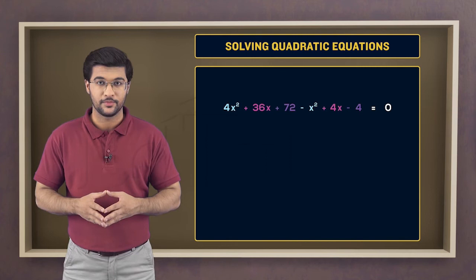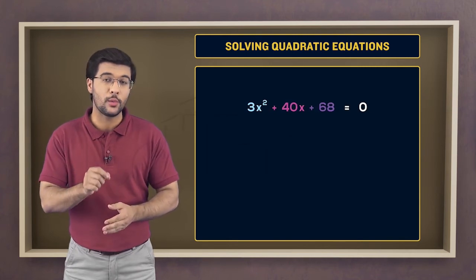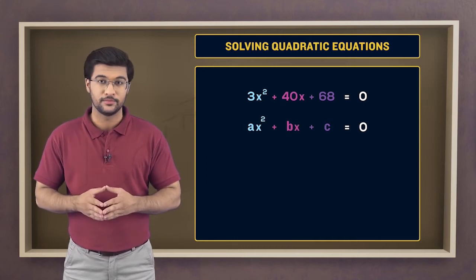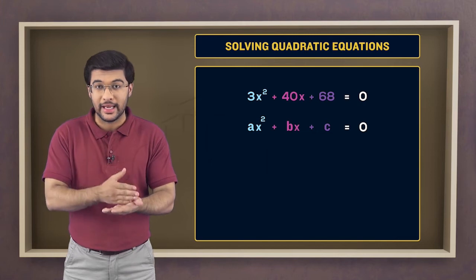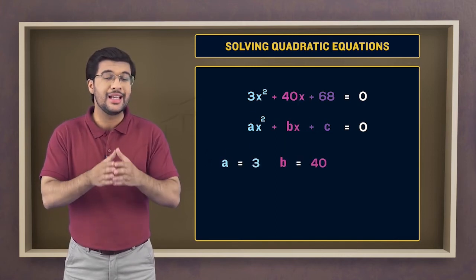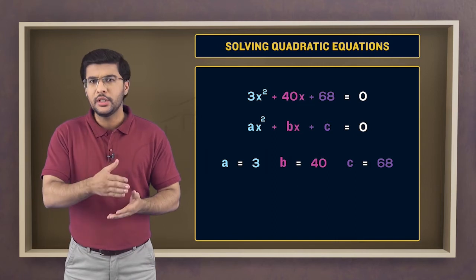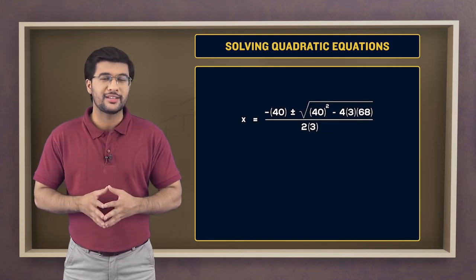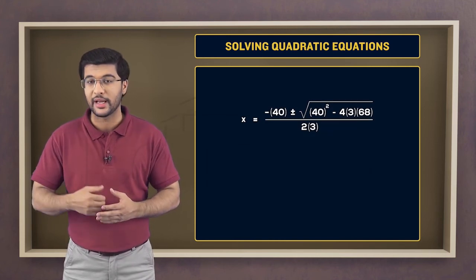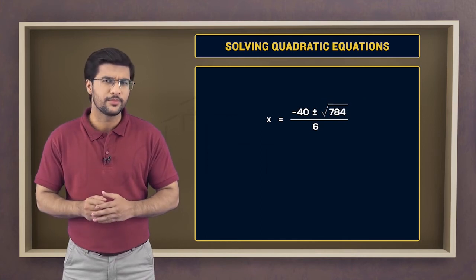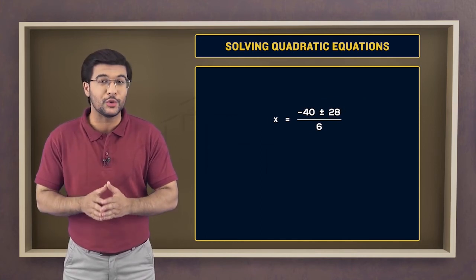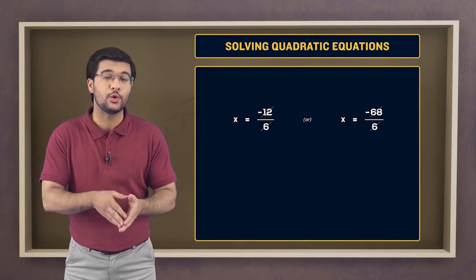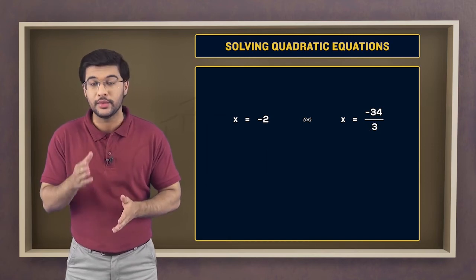Add the like terms. Finally, a standard form of the quadratic equation is obtained, which can be compared with the general form. By doing so, we see that A is 3, B is 40, and C is 68. Put them in the quadratic formula to get this. You have probably memorized this formula by now. Simplify it a bit more. At last, we can split the two values of x. Simplifying them as well gives us x equal to minus 2 and minus 34 upon 3.